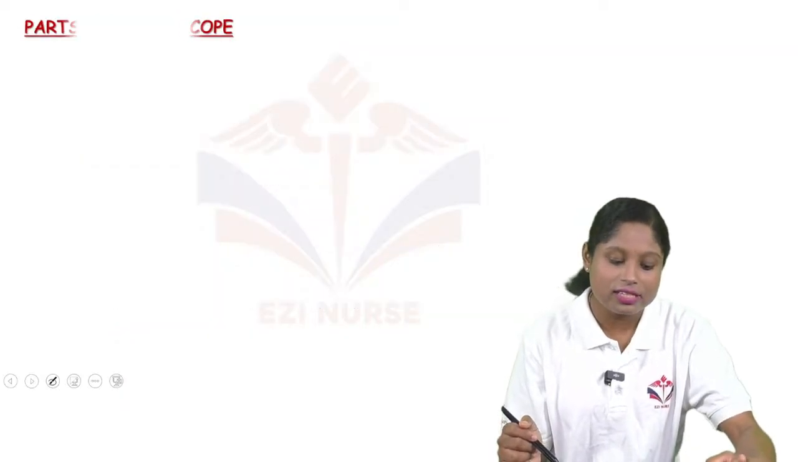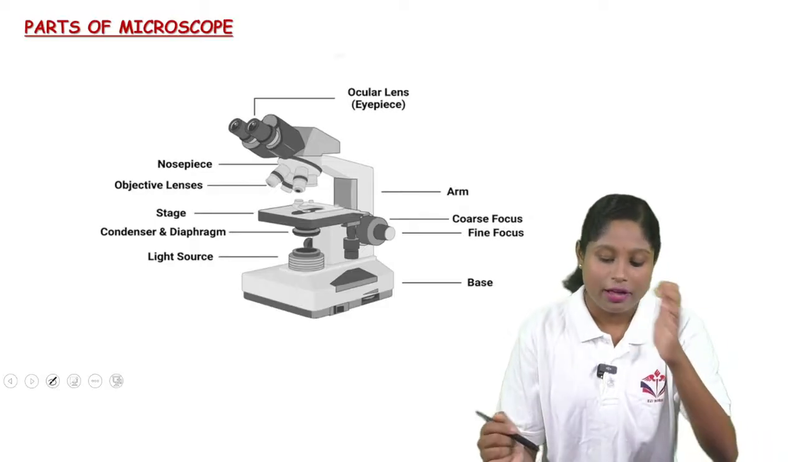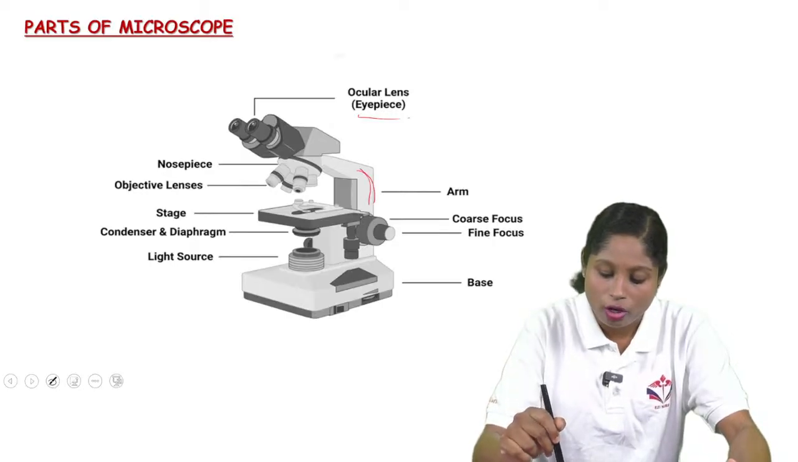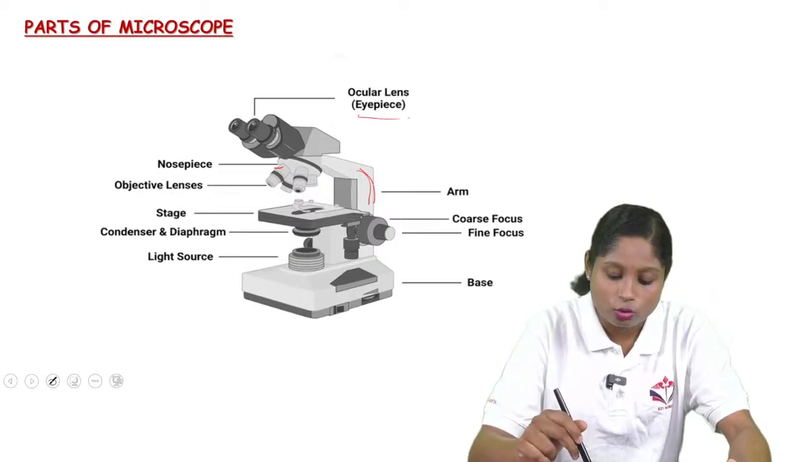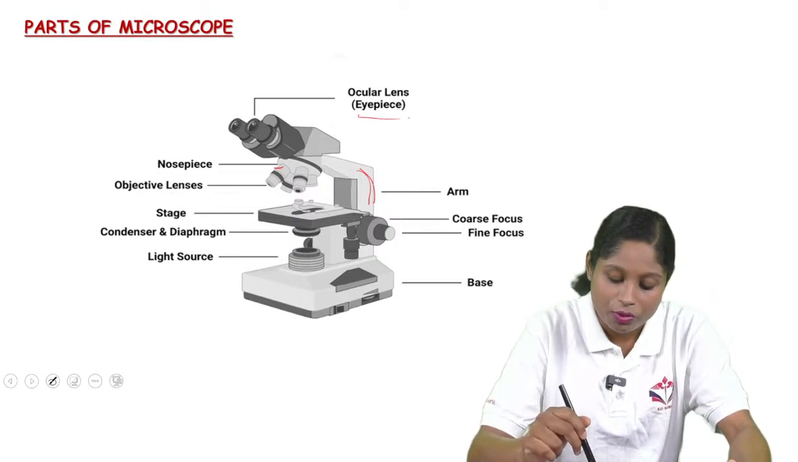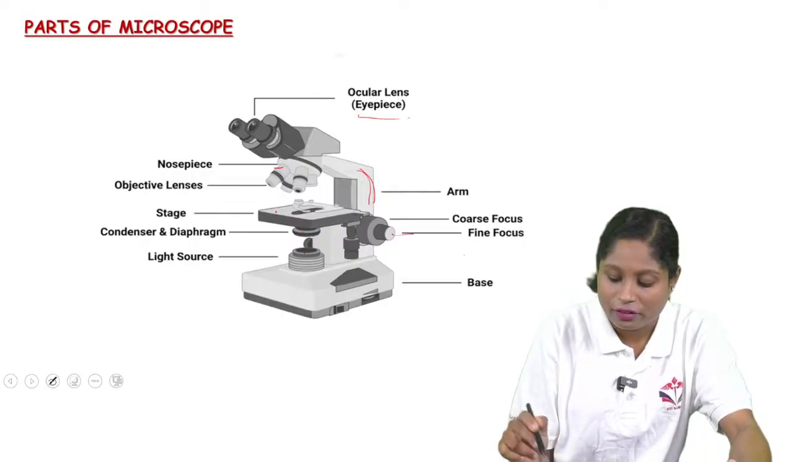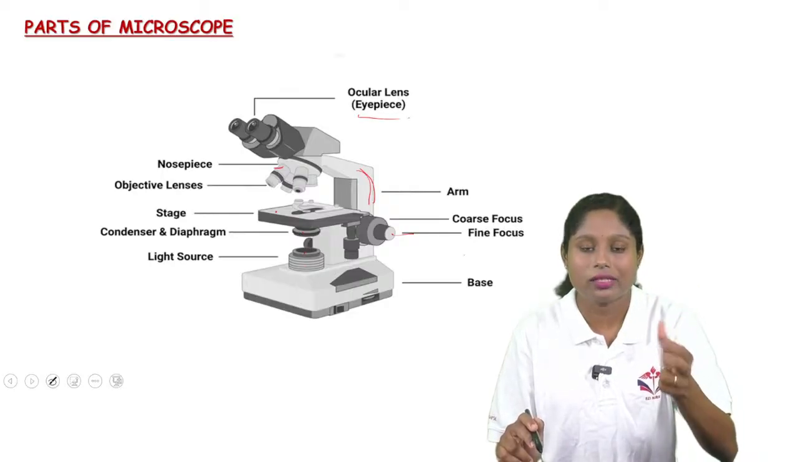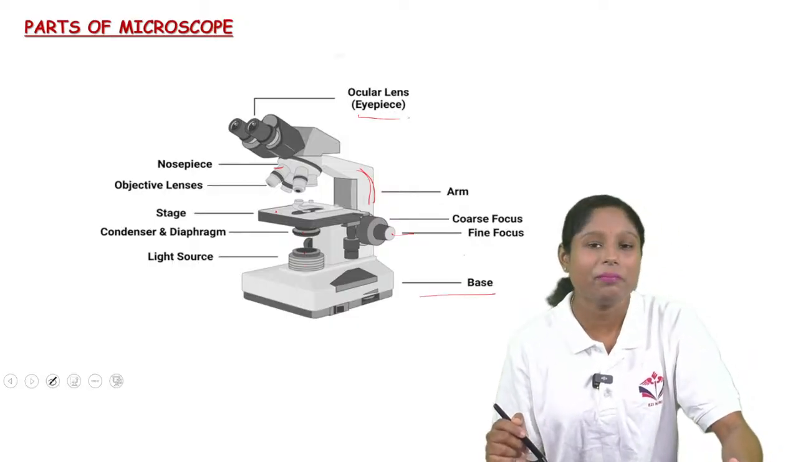So now let's discuss parts of the microscope. So what are the main parts of a microscope? We will see first there is an eyepiece, the ocular lens. One arm to hold it. Nose piece will be there. Objective lenses. So through these lenses only we are able to see the microorganism. Stage will be there. Condenser and diaphragm. Light source will be there. And there will be a coarse focus and fine focus to adjust the size. We are able to see the bacteria or microorganism by adjusting the focus, and there is a base. So these are the main parts of a microscope.